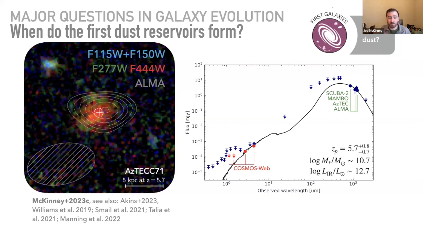However, this was a bright, easily detectable source in single-dish submillimeter maps. So it was bright in Scuba 2, bright in Mambo, easily detected by Aztec, and ALMA. It took a minute to measure the dust emission in this galaxy by ALMA. So it's a really bright infrared source, but historically we have not been able to measure the near-infrared properties of galaxies like this until now that JWST, and in particular Cosmos Web, has come along.